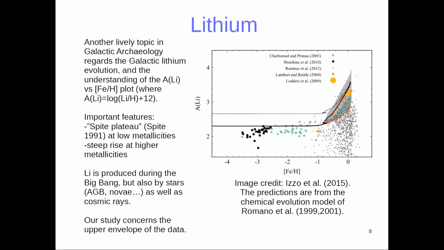So the plot consists of the lithium abundance as a function of metallicity, and the important features that we see in such a plot are the so-called Spite plateau at low metallicity, and then the steep rise at higher metallicities. In this case, we have to say that lithium is produced in the Big Bang, but also by stars of different kinds, as well as by cosmic rays. And in particular, the steep rise is mainly due to novae.